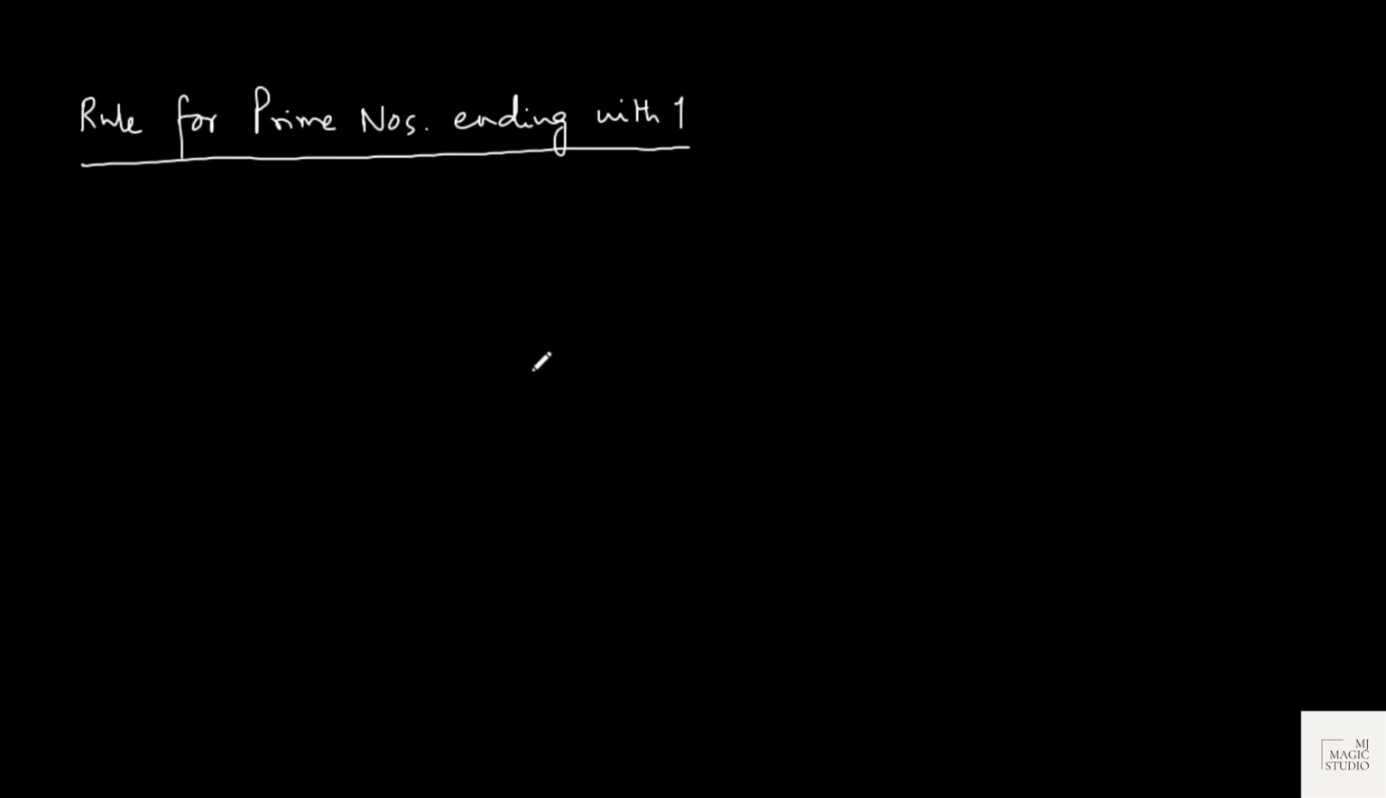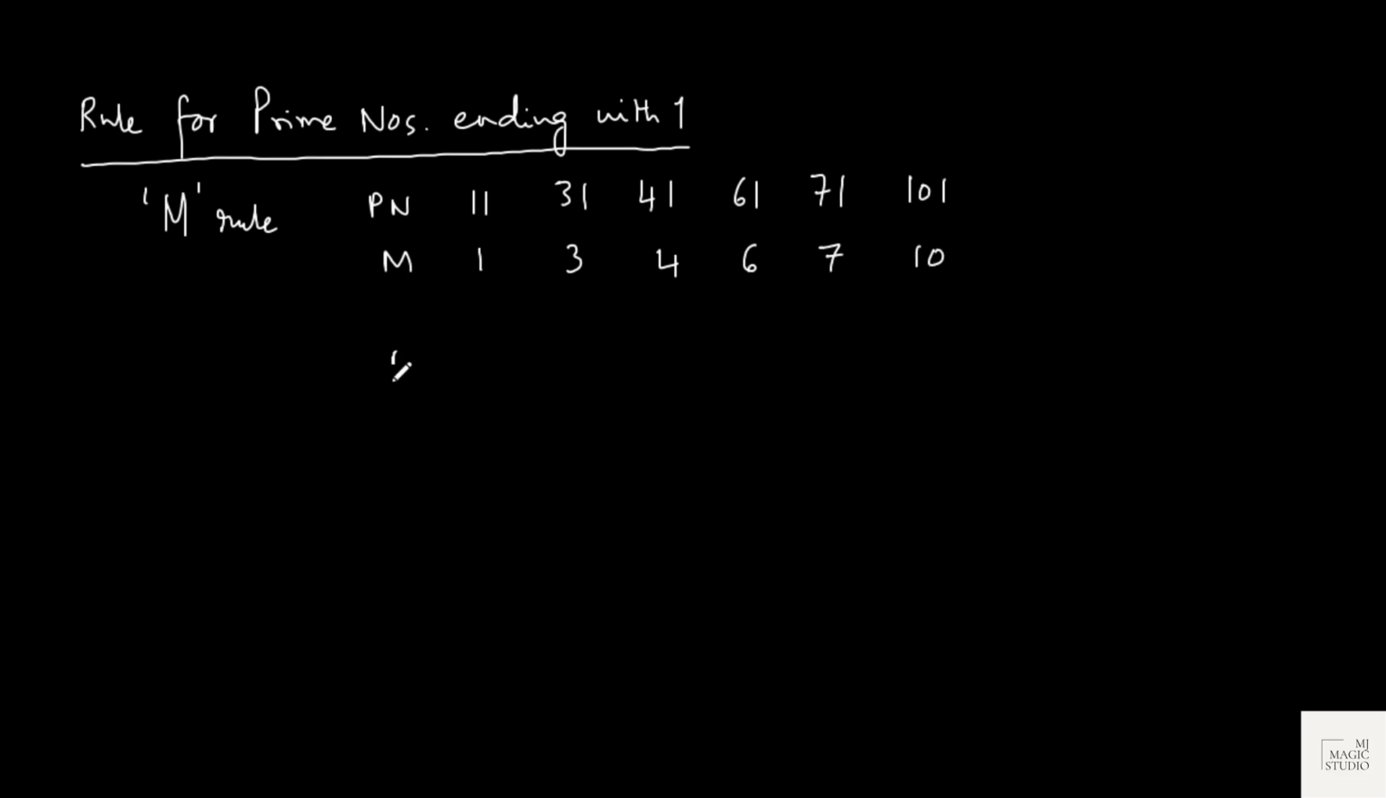Now presenting a general rule for any prime number which ends with 1. If the divisor is a prime number which ends with 1, we will always use the M rule, that is, multiplier rules. Like if the prime number is 11, we use multiplier 1, which we have already seen. Prime number 31, we use multiplier 3. Prime number 41, multiplier 4. For 61, multiplier 6. For 71, it is 7. For 101, we can use multiplier 10.